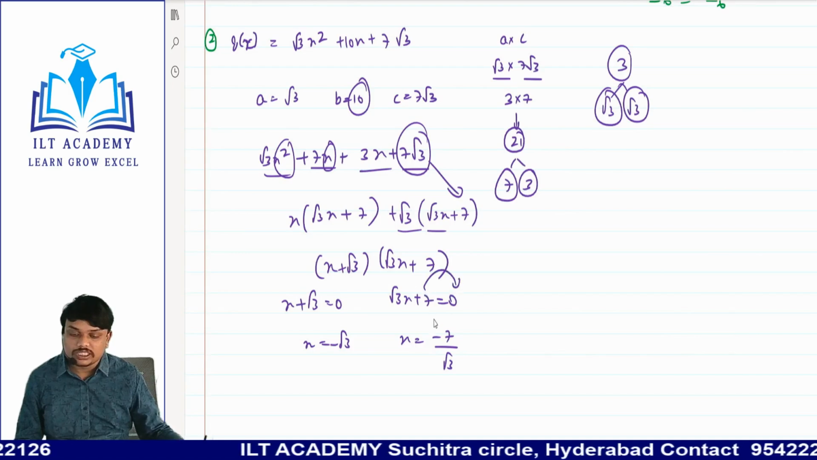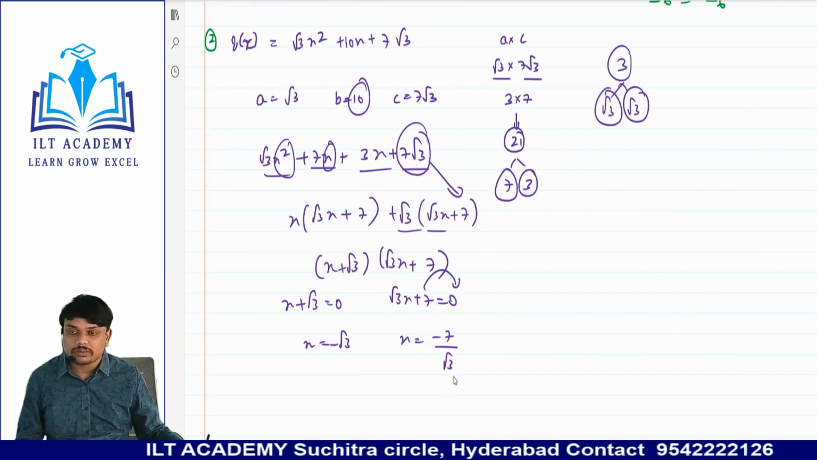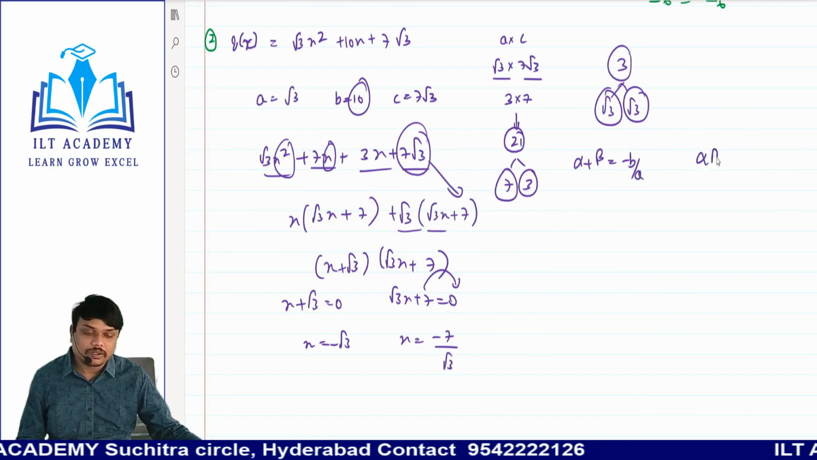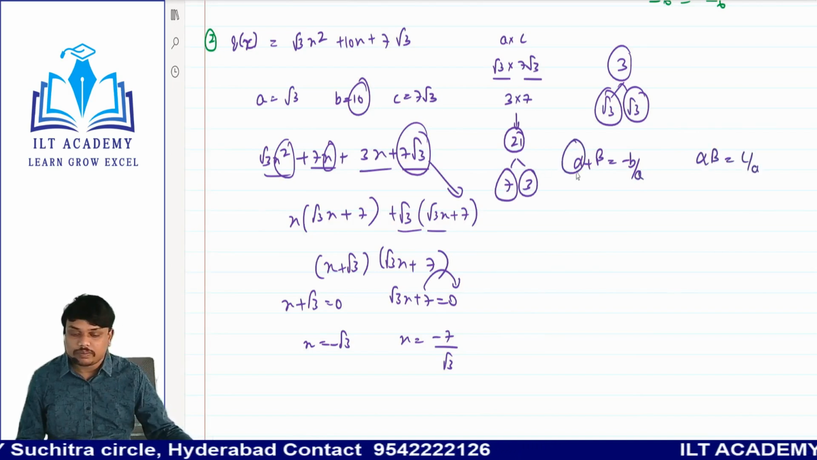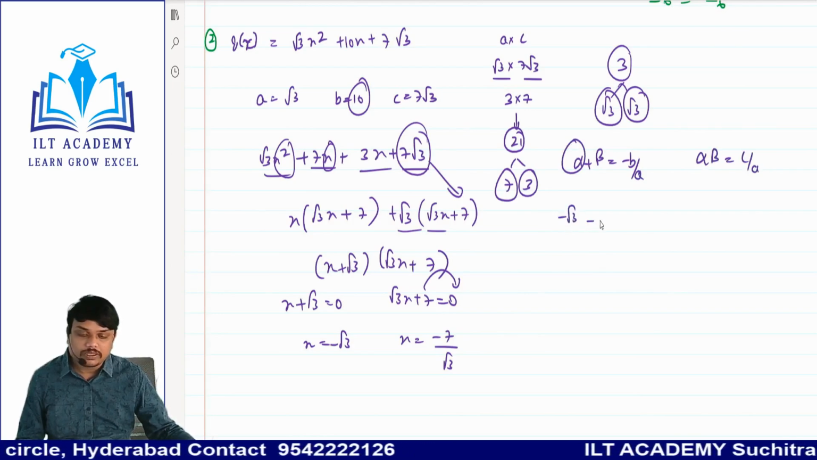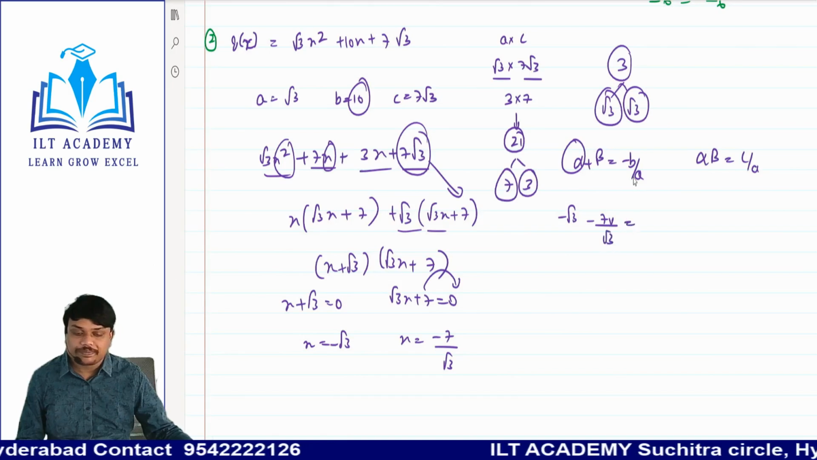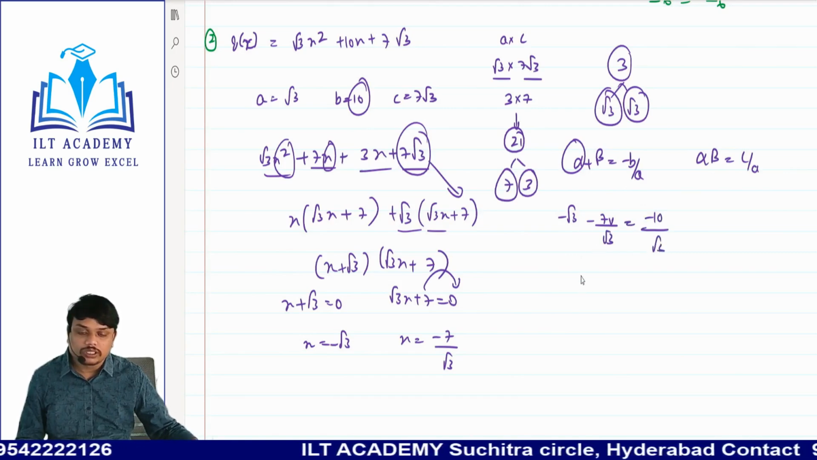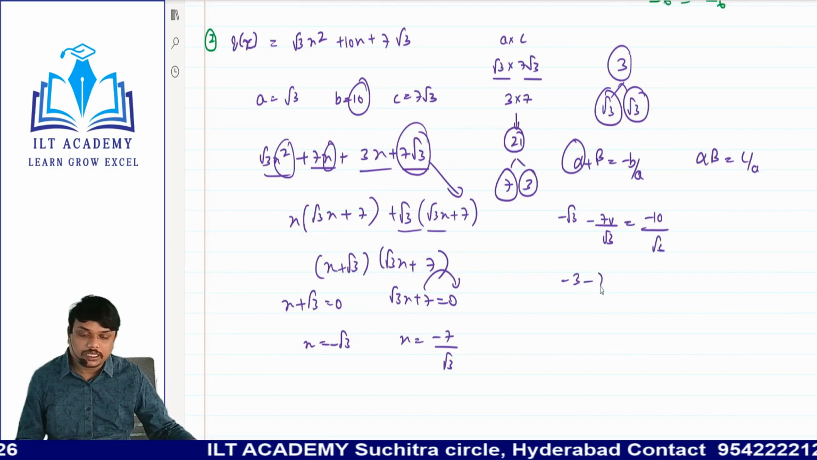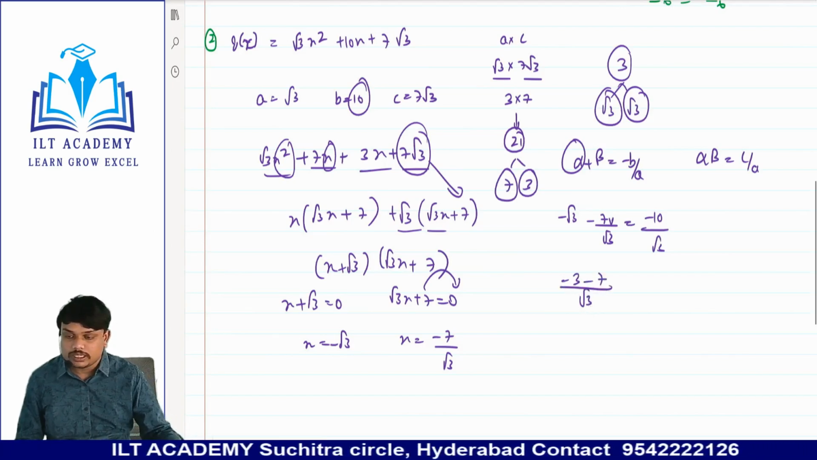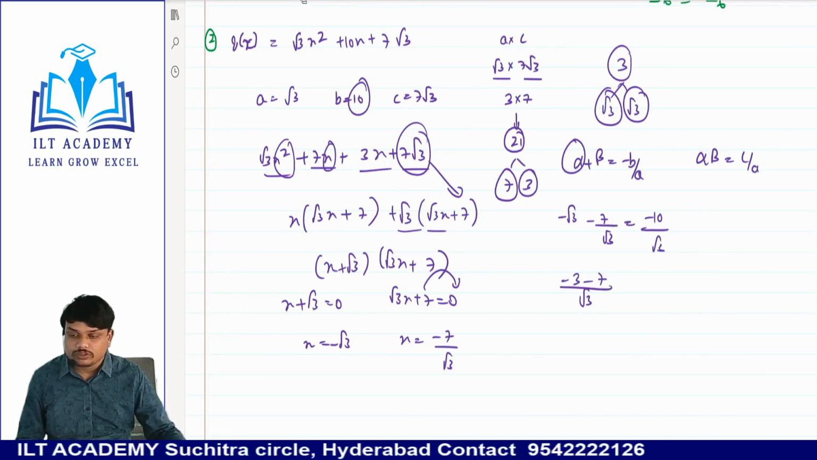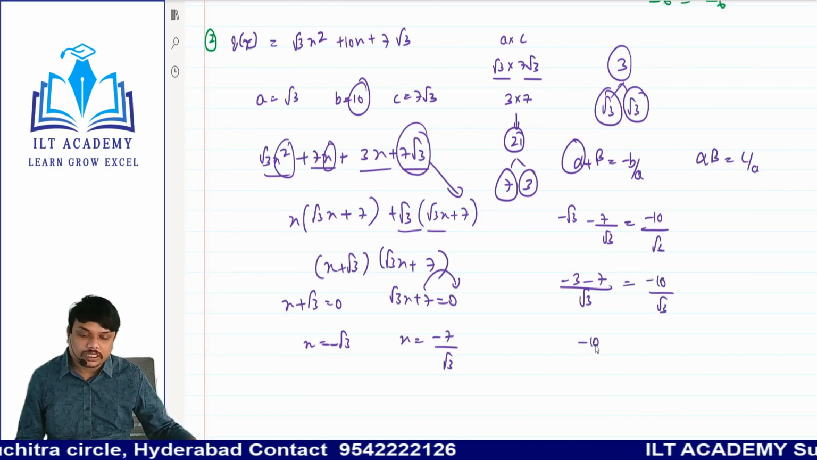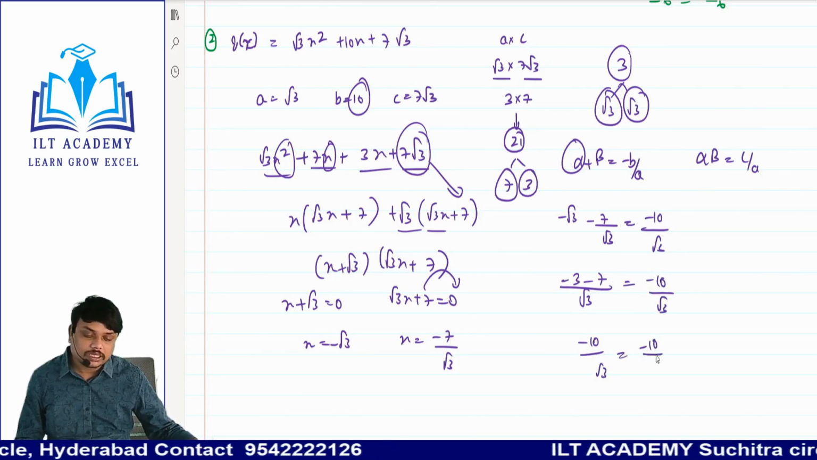How, sir? 7 goes this side, it will become minus 7, and root 3 comes down, it will become root 3. Now alpha plus beta is equal to what, minus b by a, and alpha beta is equal to what, c by a. Now alpha place what we are having, minus root 3, beta place what we are having, minus 7 by root 3, and b value is what, minus 10 upon a value is what, root 3. So root 3 into root 3, minus 3 minus 7 upon root 3. Any doubts? Here equal to what, minus 10 upon root 3. This will become again minus 10 upon root 3.